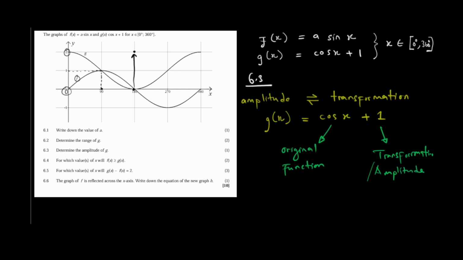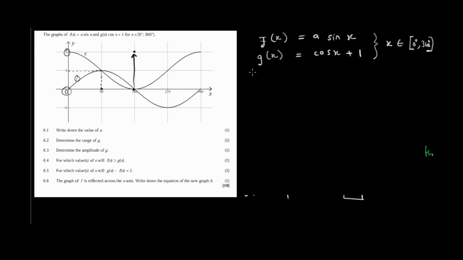So when we want to find out what the amplitude is going to be, it's simply a matter of quoting. Maybe that's why it has 1 mark. So the amplitude is simply going to be the factor which is added to cos x, that is 1. So 1 is the amplitude. That's how it's done. You have to remember the amplitude is the same as the transformation, and you should be able to tell the original function from a transformation.